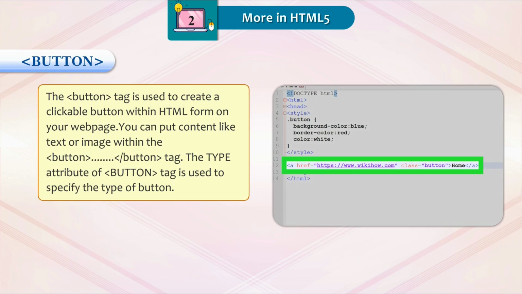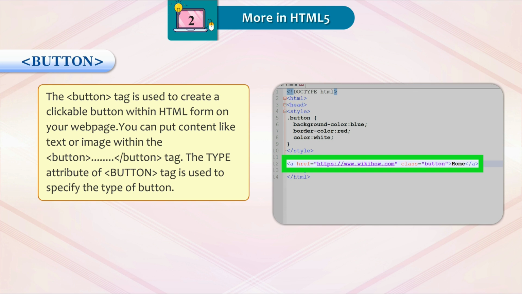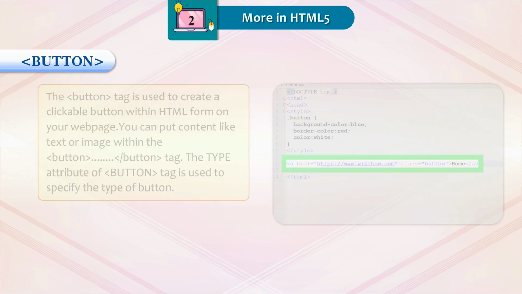Button. The button tag is used to create a clickable button within an HTML form on your web page. You can put content like text or an image within the button tag. The type attribute of the button tag is used to specify the type of button.